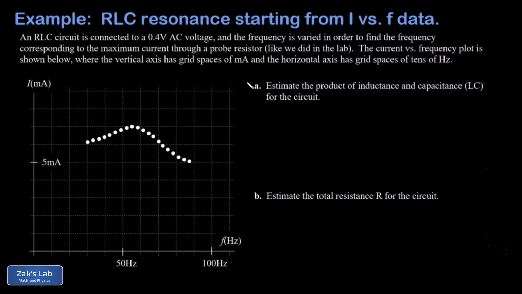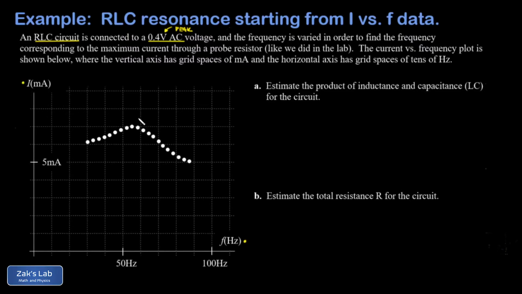In this problem, we're presented with a data set for an RLC circuit, that's a resistor, inductor, capacitor circuit, and we're told it's connected to a 0.4 volt AC voltage. And just to clarify what that means, I'm talking about the peak voltage here, or the voltage amplitude. What we've done in the experiment is vary the frequency that we're driving the circuit at, and we're measuring the current through the circuit.